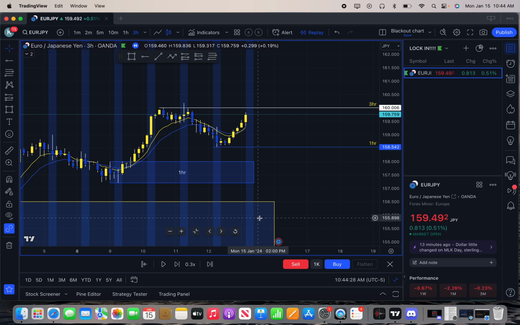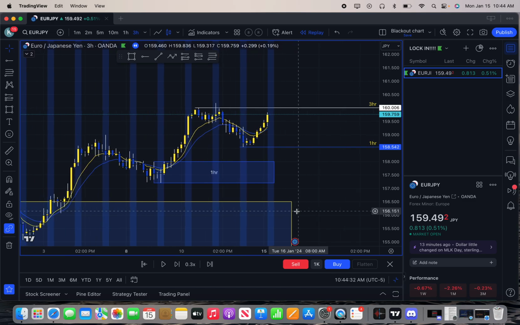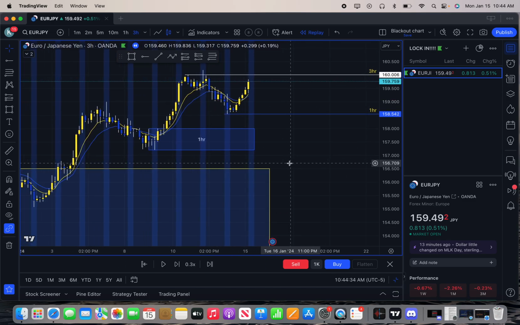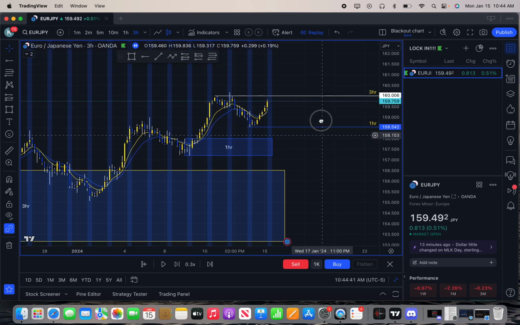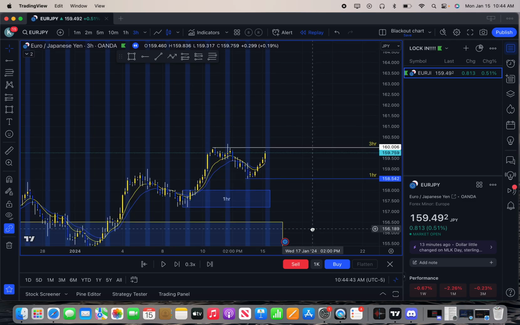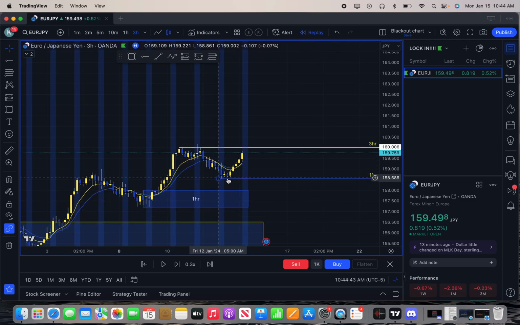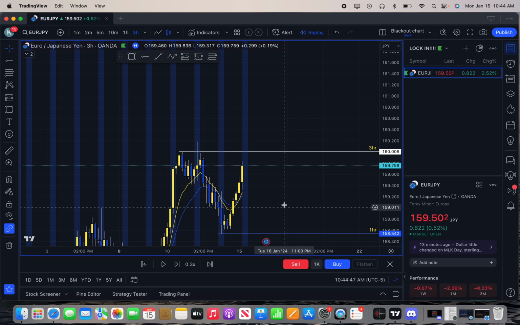So we are on the 3 hour. So let's see what that 3 hour has in store. We look, we see the 3 hour has not broken the high and it hasn't pulled back. So we understand it's still in the impulse phase and now it's in a retracement phase on the 3 hour.